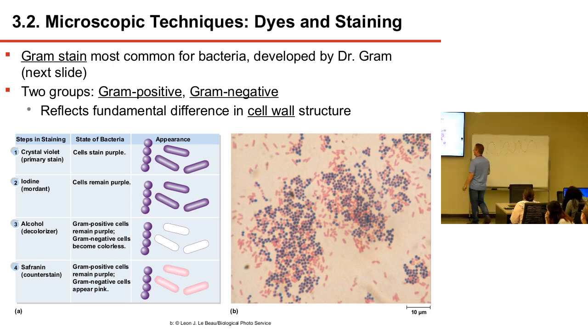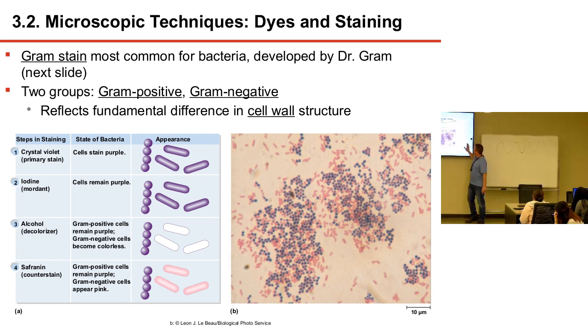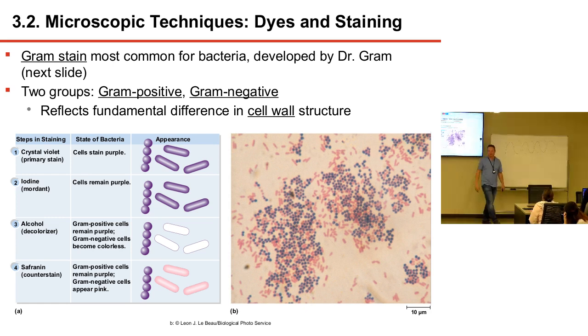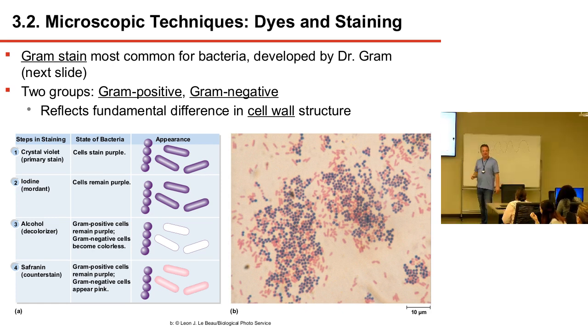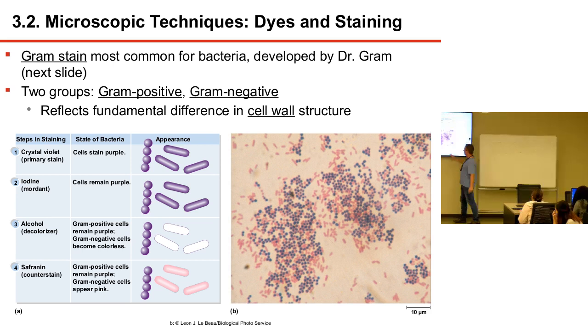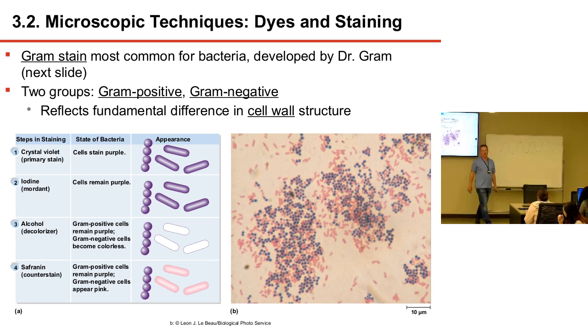So when we look at the difference between them, we can automatically tell, even if we don't know what bacteria we're working with, if they are Gram positive or Gram negative based on the color that they stain after a Gram stain. Purple are going to be the Gram positives, pink are going to be the Gram negatives.